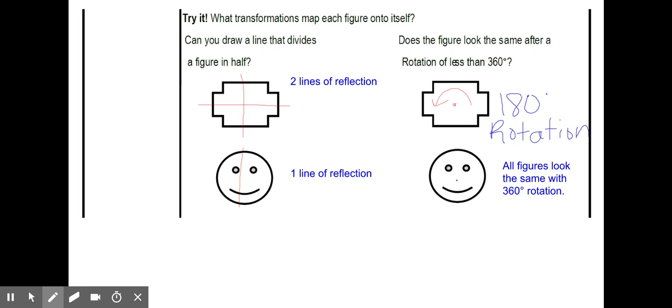And with the smiley face, if we put in a center point of rotation where the nose would be, it doesn't matter how many angles we would rotate. The smiley face will never map or be placed upon itself, except for 360 degrees. But then all figures look the same with a 360 degree rotation.